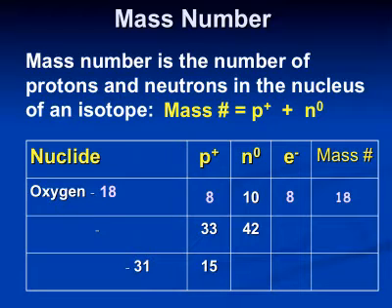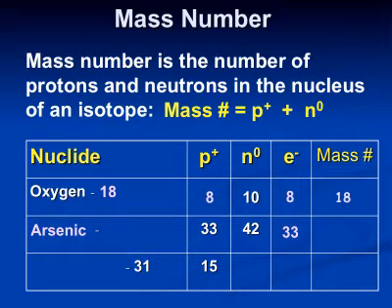Let's see if we can do the second row. It gives us two pieces of information. Our protons are 33. Our neutrons are 42. Using my protons, what can I look up on the periodic table? The name of the element. 33 is our atomic number. So you look up 33 on the periodic table, and we know this is what element? Arsenic. Then this is a neutral atom, so how many electrons?